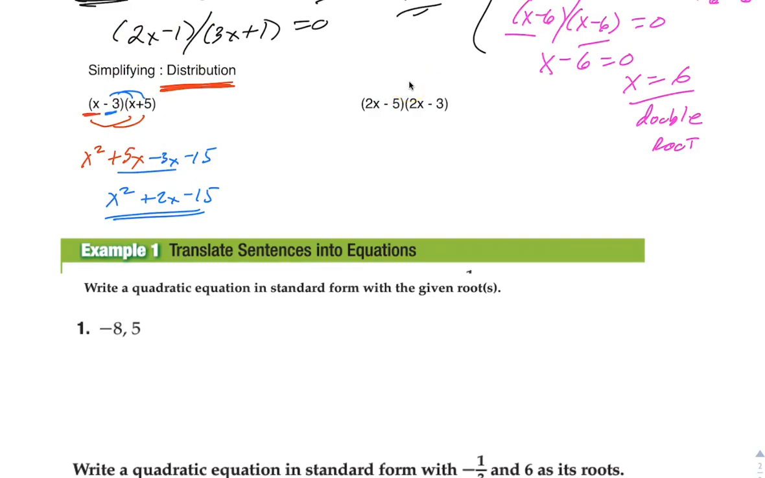Might be wondering why we're doing this. Well, because we're essentially going backwards now. Let's say this is equal to 0. I want the actual equation. Well, you just distribute. Distribute the 2, so 4x squared minus 6x. Distribute the negative 5 to both, so negative 10x plus 15 equals 0. And then we just add up like terms.